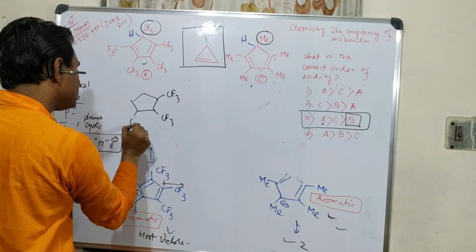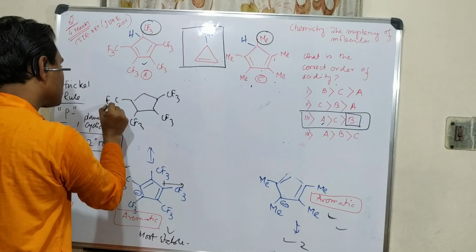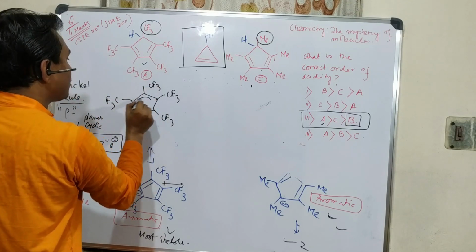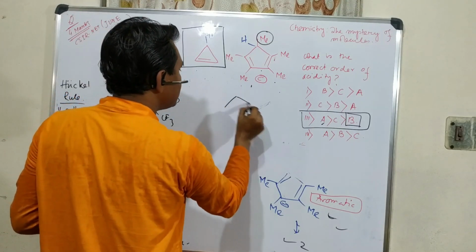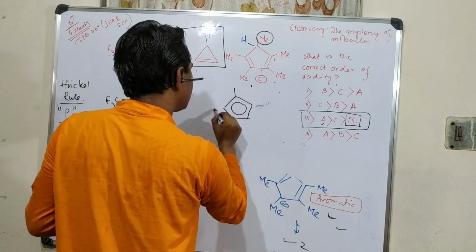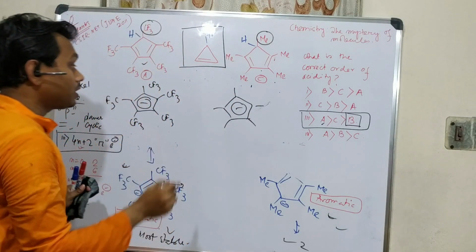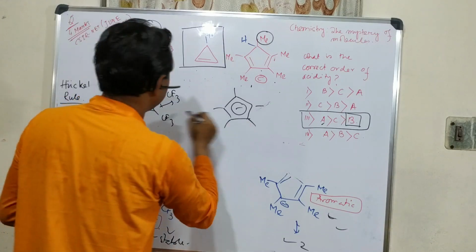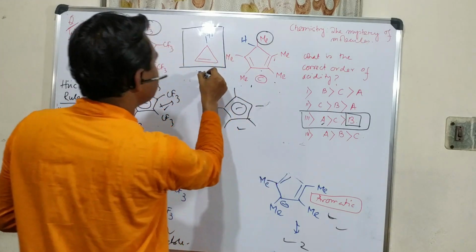this is CF3, this is CF3. So this is negative, and similarly this is also negative. Now which one is more stable? The withdrawing group. So this is maximum stable, this is next, and least is this.